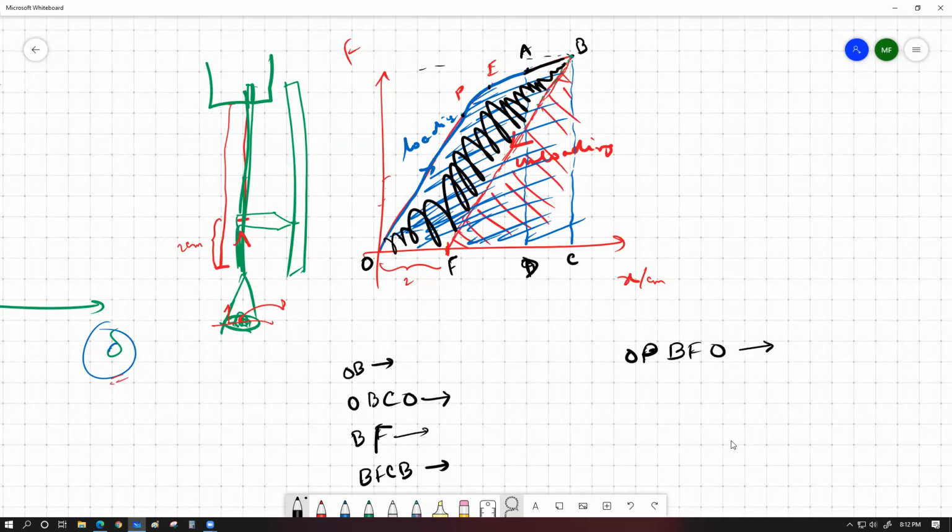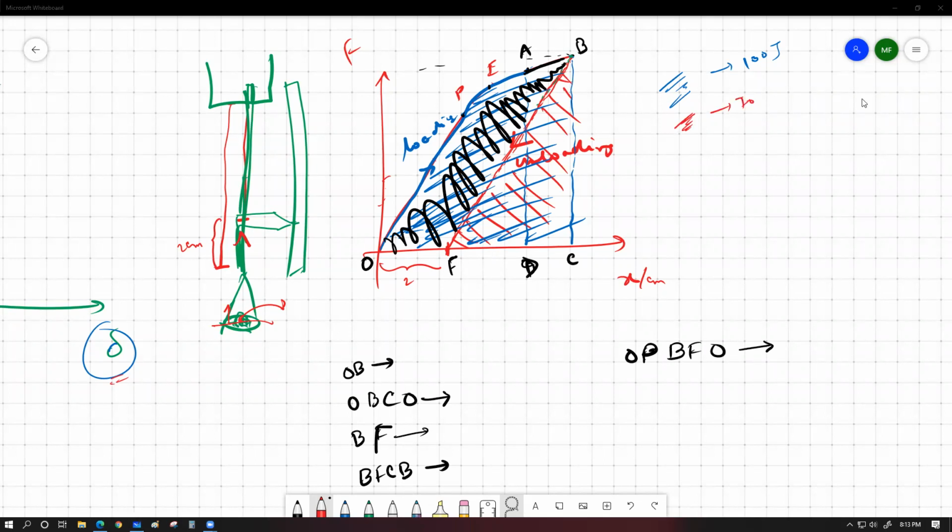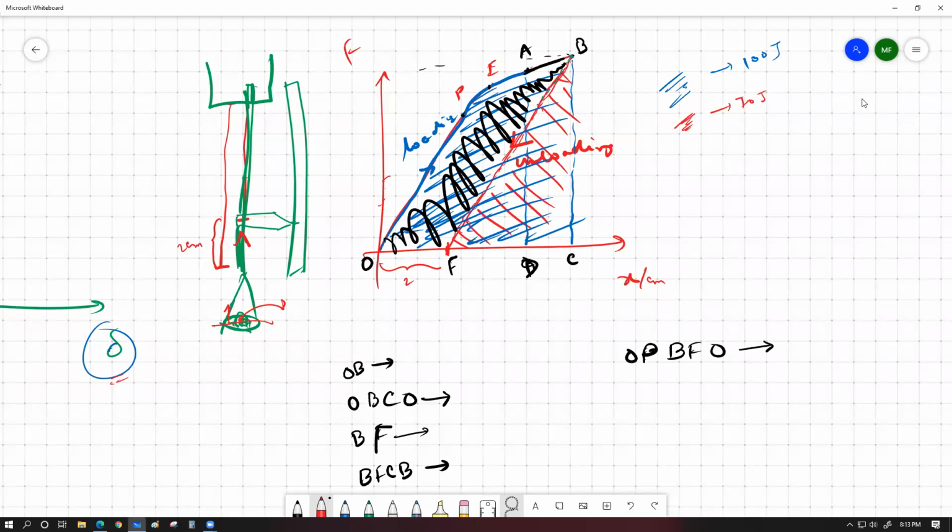Yes, precisely. You can see that the area under the OB curve, which is this whole blue shaded area, is significantly bigger compared to the red shaded area, right? Let's say the blue shaded area is 100 joule, and the red shaded area represents only 70 joule. I'm not very precise about the area, this is just assuming some numbers. But obviously, the blue shaded area by visualization is definitely bigger than the red shaded area, right?